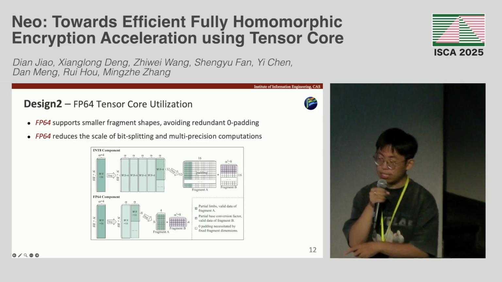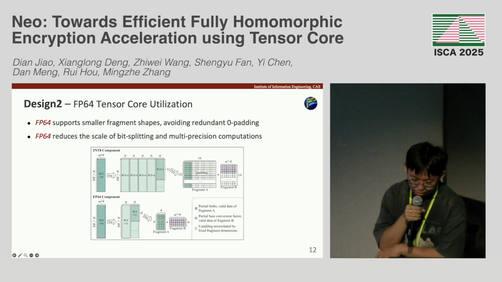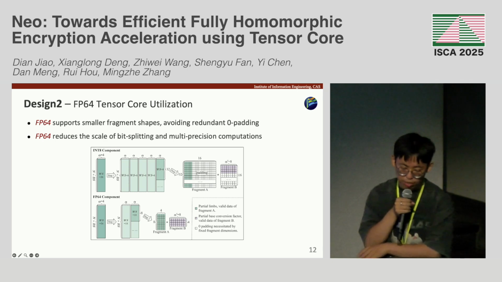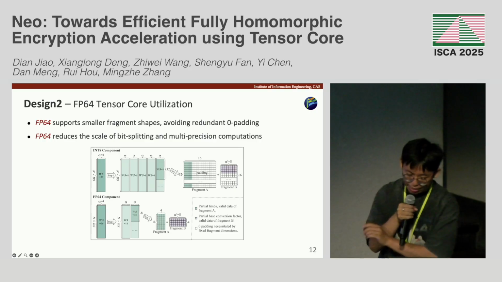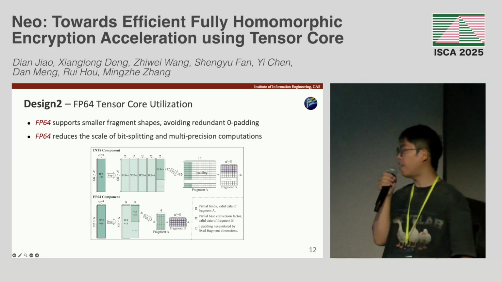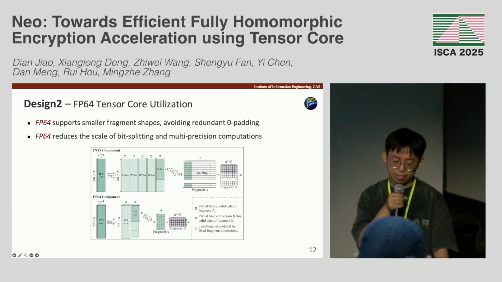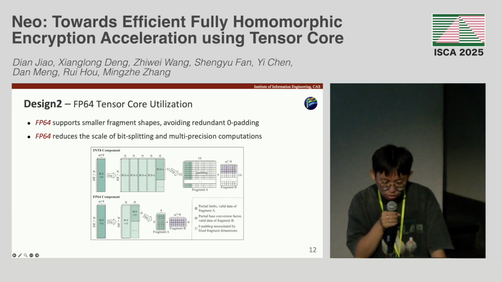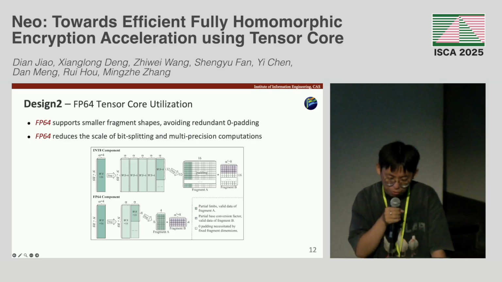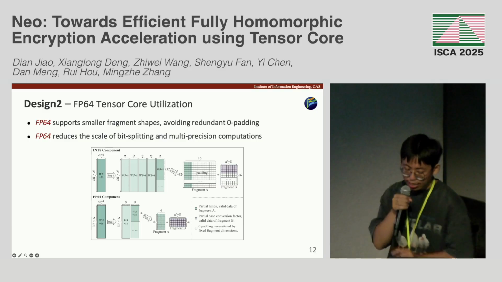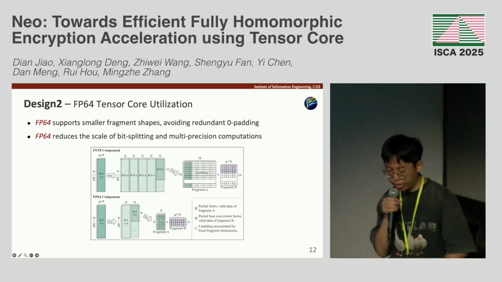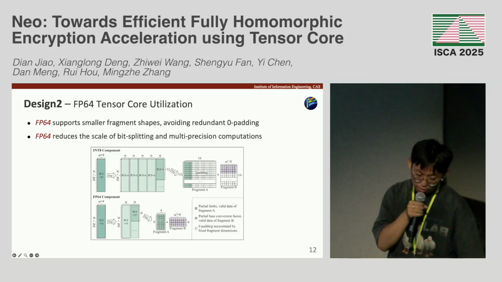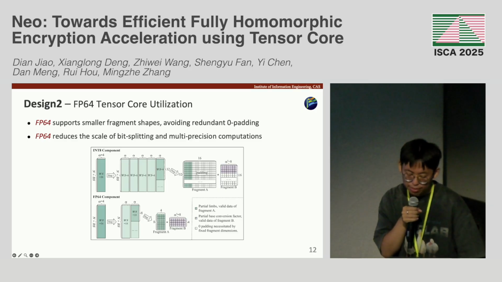As shown in this figure, when using int-add components to handle 36-bit word size, each number must be split into 5 slices, resulting in 25 matrix multiplications. Moreover, Tensor Cores impose fixed fragment shapes for different data types. For instance, int-add matrix multiplication has a minimum fragment shape like 32 times 8 times 16.